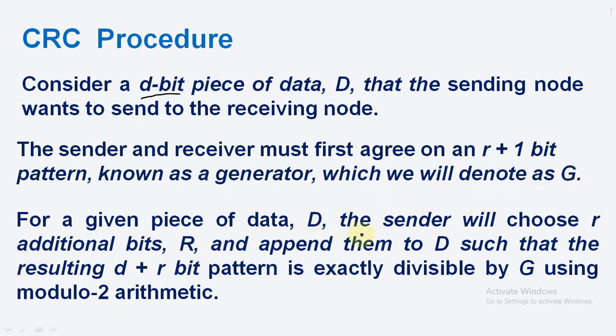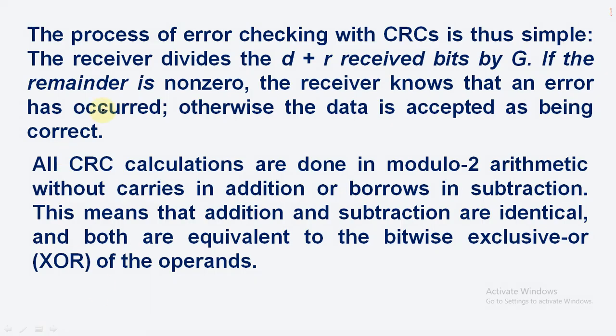For a given piece of data D, the sender will choose r additional bits. The data containing D bits will be appended with r additional bits, where r is the degree of the generator, that is, the total number of bits minus 1. It will be concatenated to D, such that the resulting D plus R bit pattern is exactly divisible by G using modulo 2 arithmetic. Now, the process of error checking with CRC is thus simple.